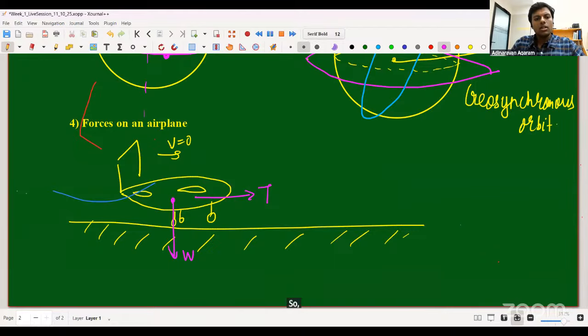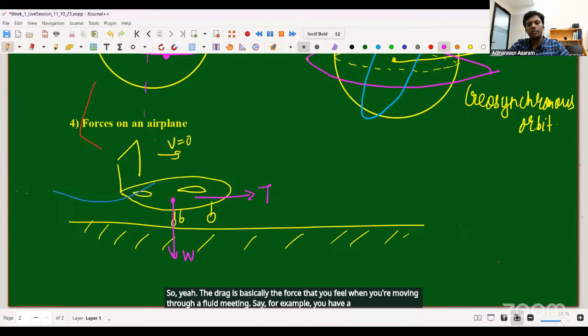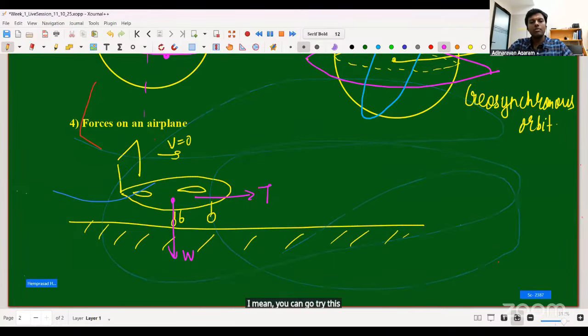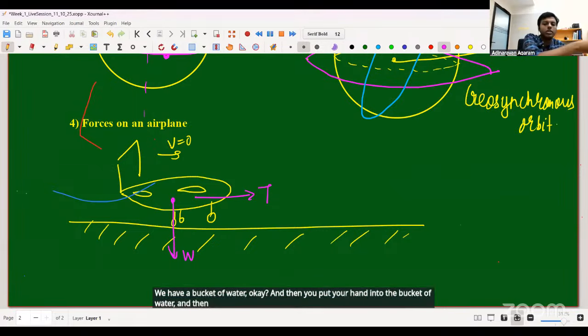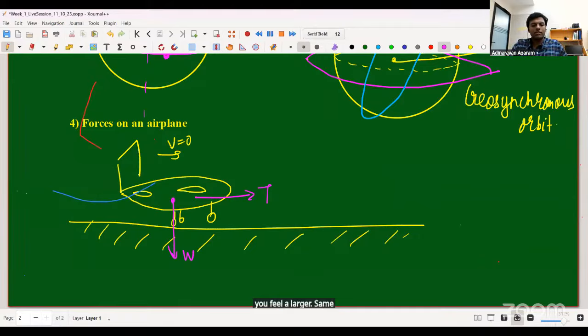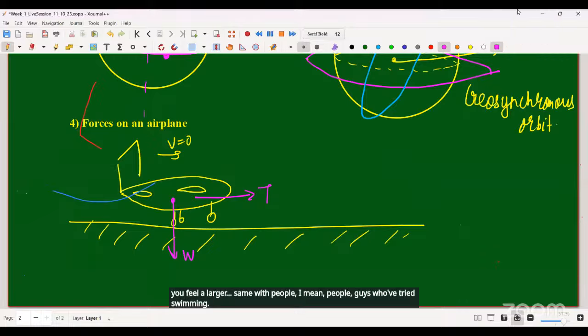So yeah, the drag is basically the force that you feel when you're moving through a fluid medium. Say, for example, you have a bucket of water. You can go try this experiment. You put your hand into the bucket of water and then you try moving your hand. You feel a larger force. Same with people who have tried swimming. You go to the pool.